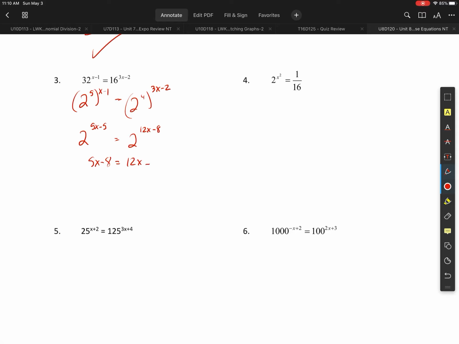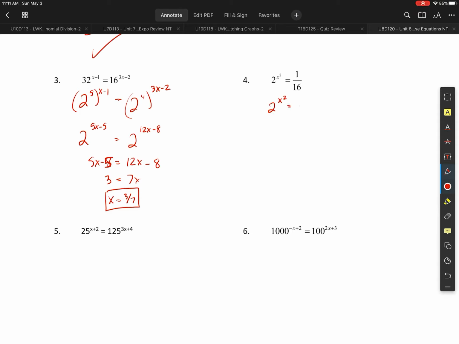5x minus 8. 12x minus 8. Oop, that should be 5x minus 5. 12x minus 8. So if I add that over, I got 3. I subtract that 7. X equals 3 over 7. Now, you plug that in, it's going to work. It may not give you a nice, clean exponent number, but hey, as long as you get the same number, that is fine. It might be weird when you check it, but as long as they get the same thing, you are good to go.